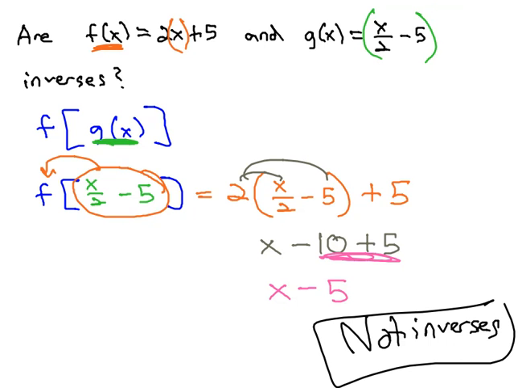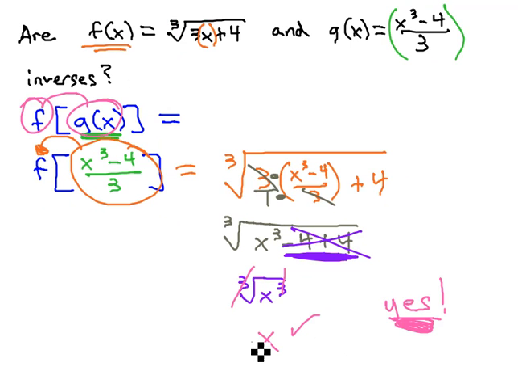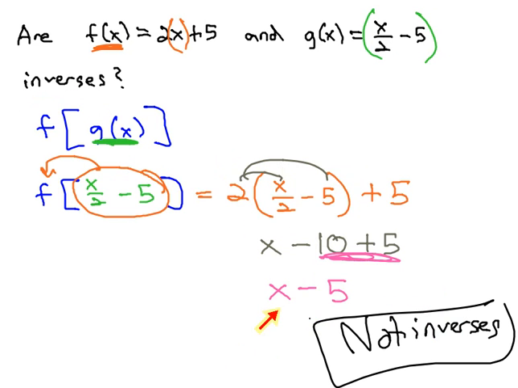So, the way we decide if functions are inverses, we calculate that f of g of x. If the answer is just x, yes, they are inverses. If the answer is something different, like x minus 5, then no, they are not inverses.